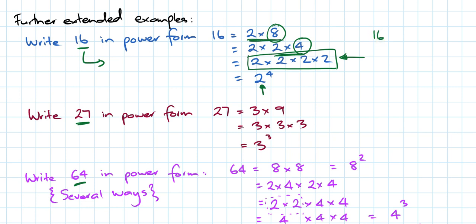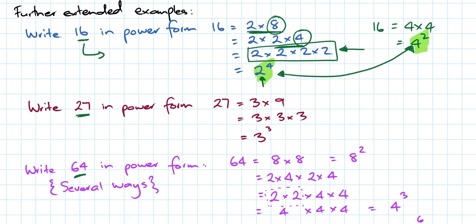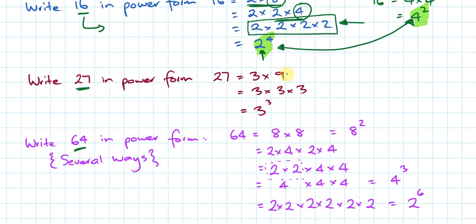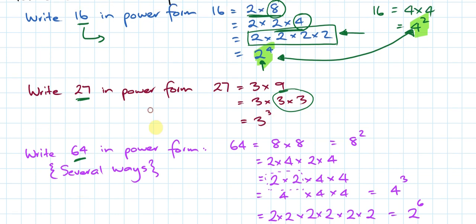Another thing is you could see that 16 is also equal to 4 times 4, which is equal to 4 squared. So from this, we can see that 2 to the power of 4 is the same as 4 squared. With these examples, it's just a matter of manipulating the numbers, thinking about factors, and then arriving at solutions like this. 27 we know is 3 times 9, and then 9 we know is 3 times 3, so we end up with 3 cubed.